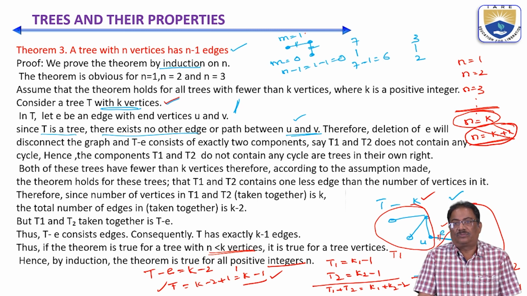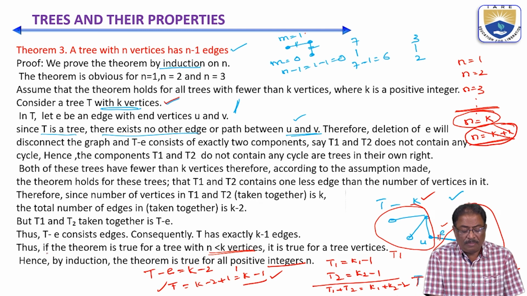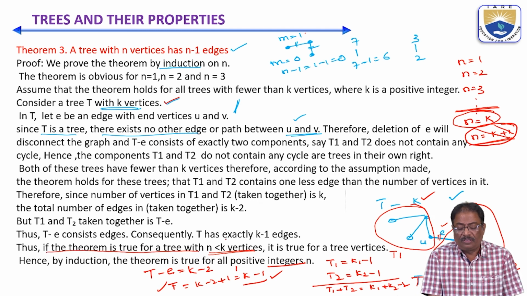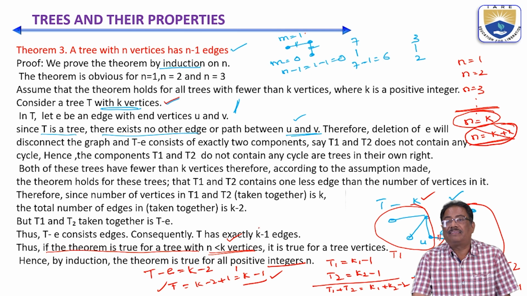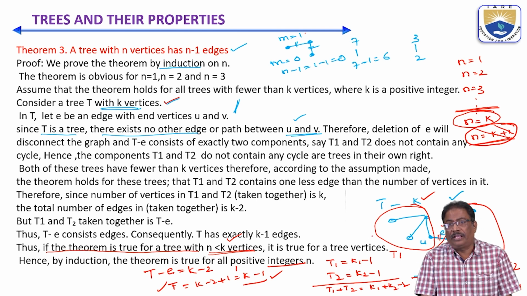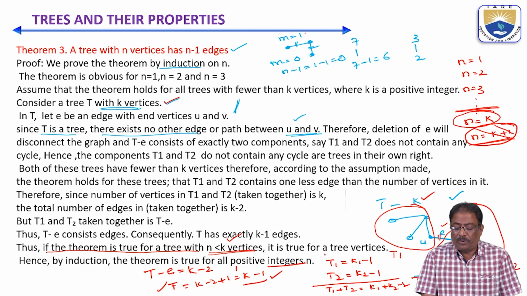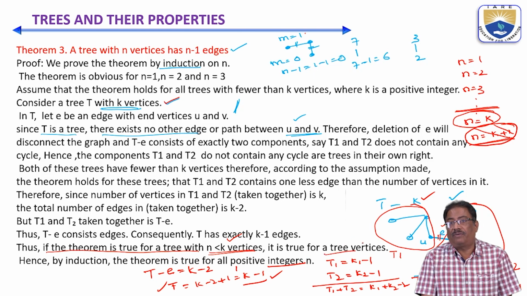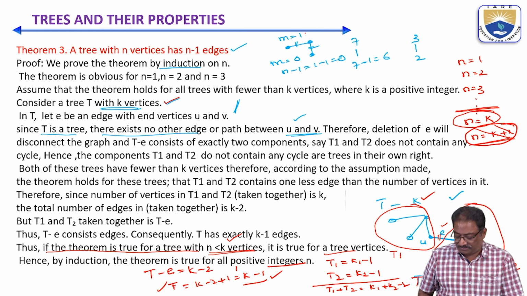Hence we can say that this is true for all the trees which are having any number of vertices. Here we assumed that the theorem is true for a graph having n less than or equal to K vertices. Then we consider n equals K vertices and prove this result. Obviously, it is true for all the trees having any number of vertices.